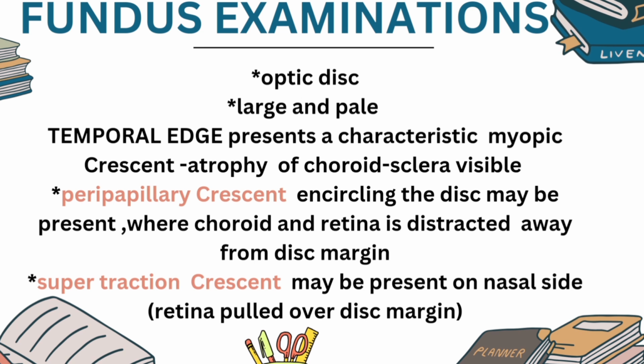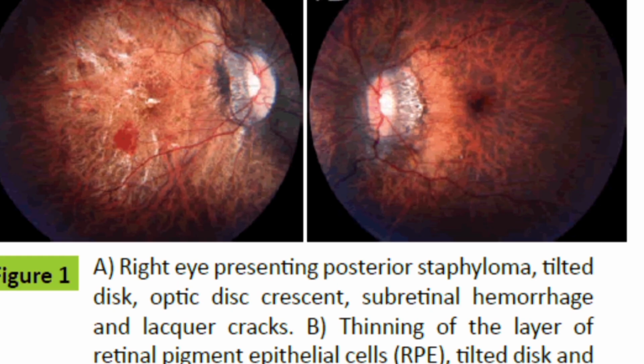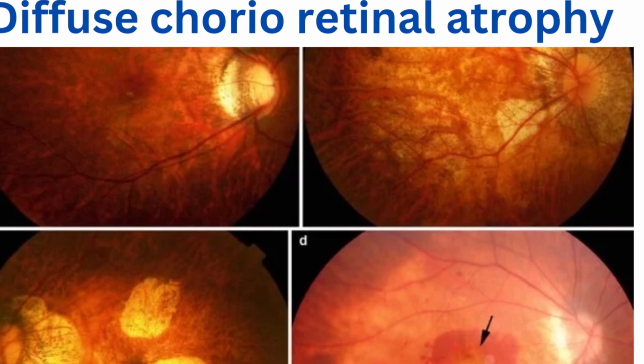Fundus examination. Disc large and pale, temporal edge presents a characteristic myopic crescent. Encircling the disc may be present, where choroid and retina is drawn away from the disc margin. Supertraction crescent may be present on the nasal side, retina pulled over the disc margin.